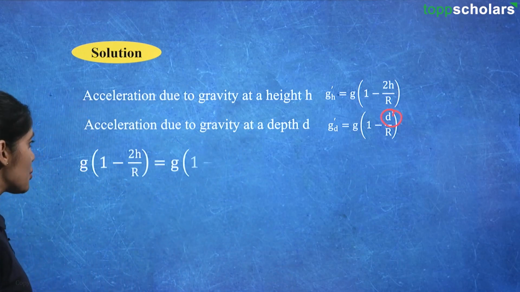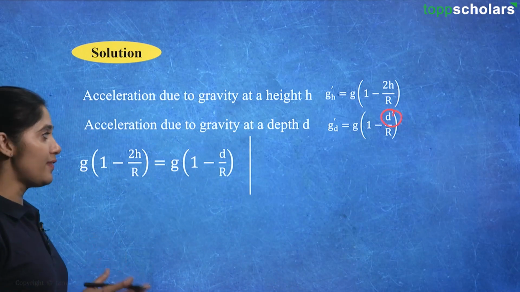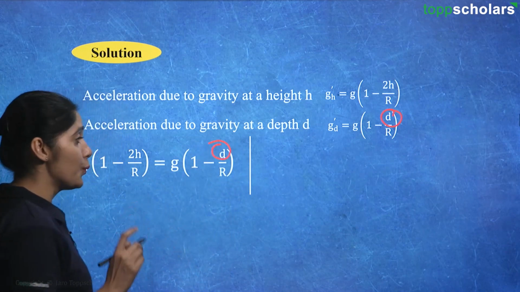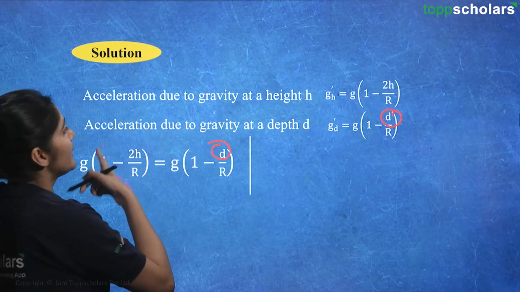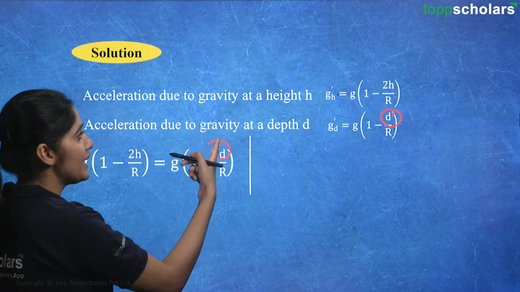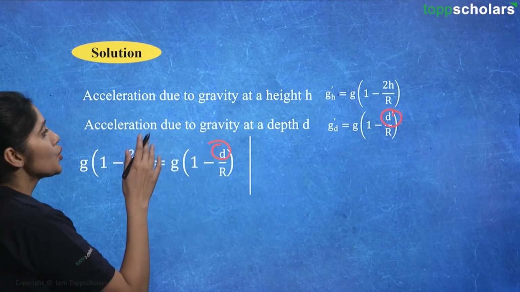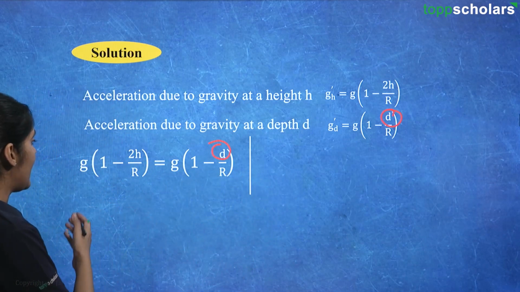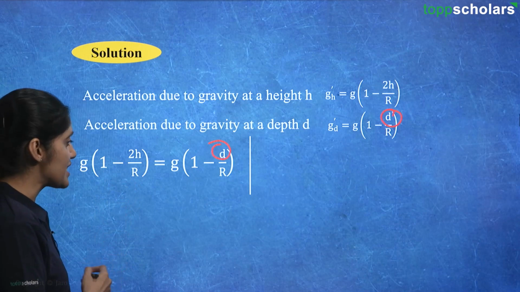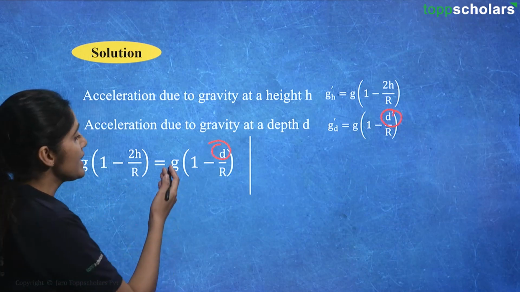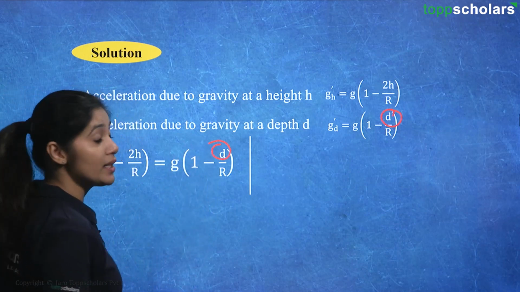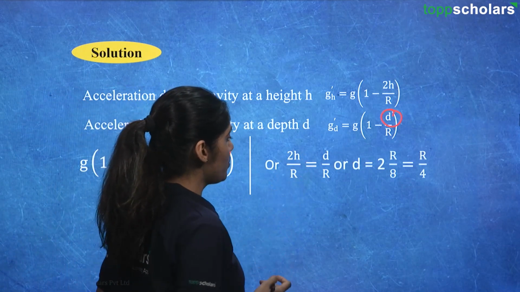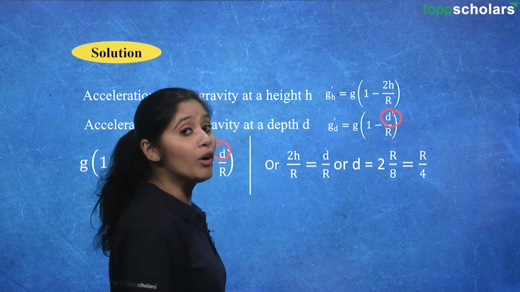So, how are we going to find it? We have to find the depth at which the acceleration due to gravity will be equal to that when the height is R by 8. So, we can write g(1 - 2h/R) is equal to g(1 - d/R), or we can also write it like this: 2h/R is equal to d/R.